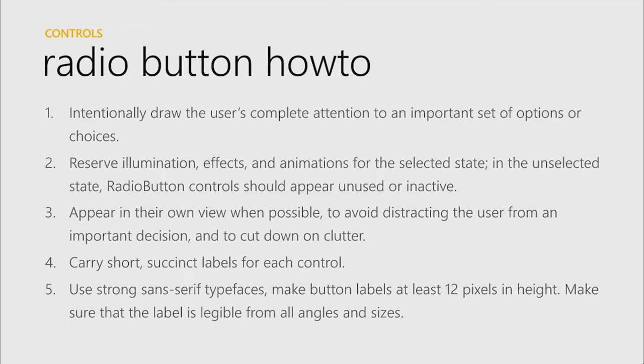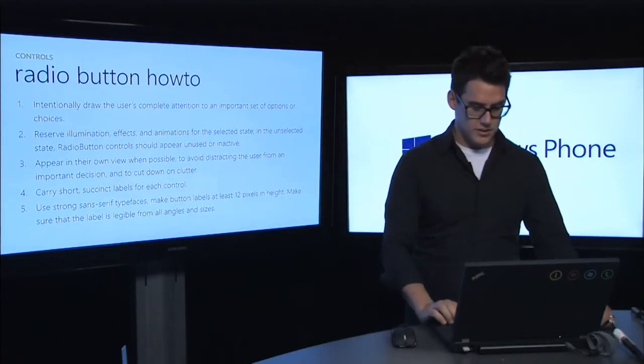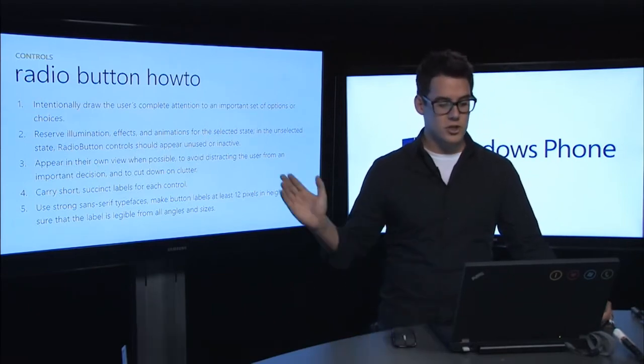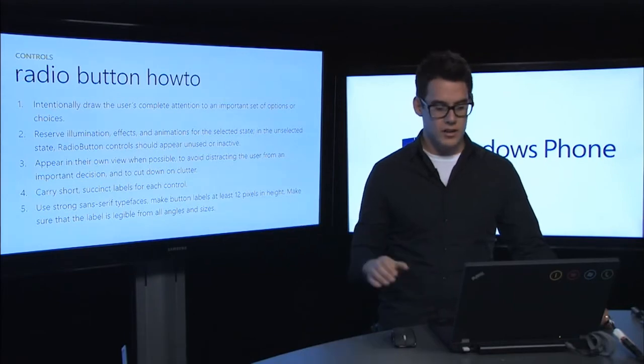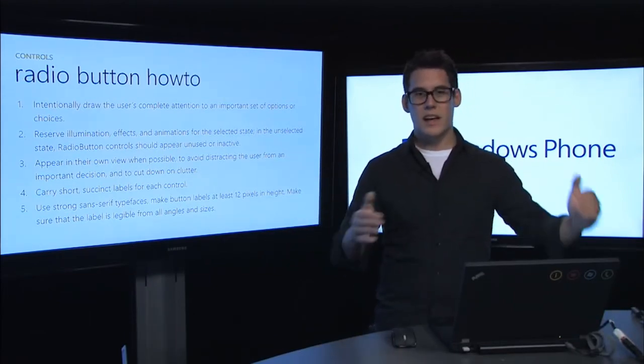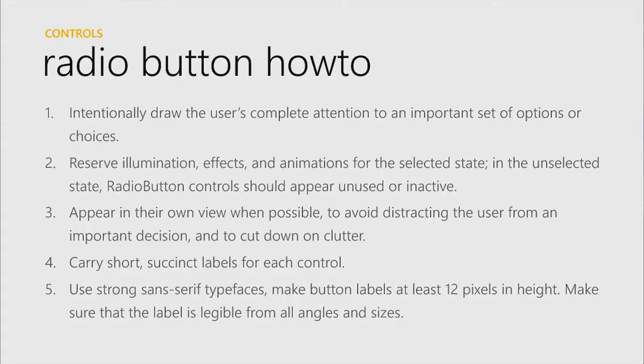Make them appear in their own view when possible to avoid distracting the user from an important decision and to cut down on the clutter. Maybe have the text, they read the text, and then give them the very simple options. And a part of that is to carry short, succinct labels for each title. Don't have it say blah, blah, blah, this and this and this, if you select this one. Describe that earlier and then say yes or no on your radio buttons.